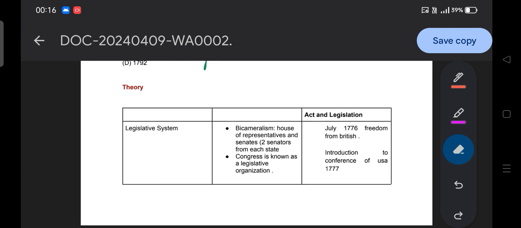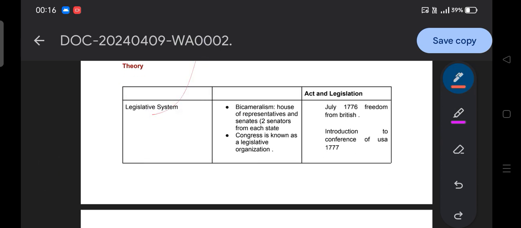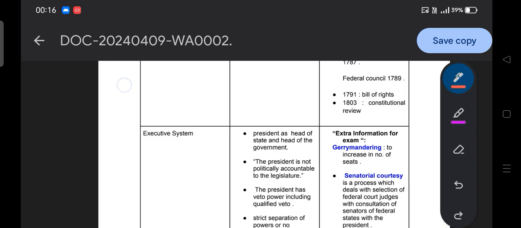So let's quickly revise what we discussed in this theory part. Under the legislative system we discussed bicameralism, the House of Representatives and the Senate, two senators from each state, and Congress is known as the legislative organization.